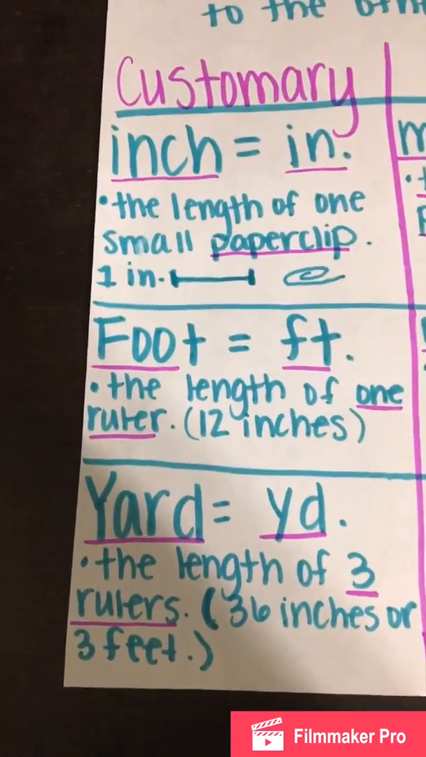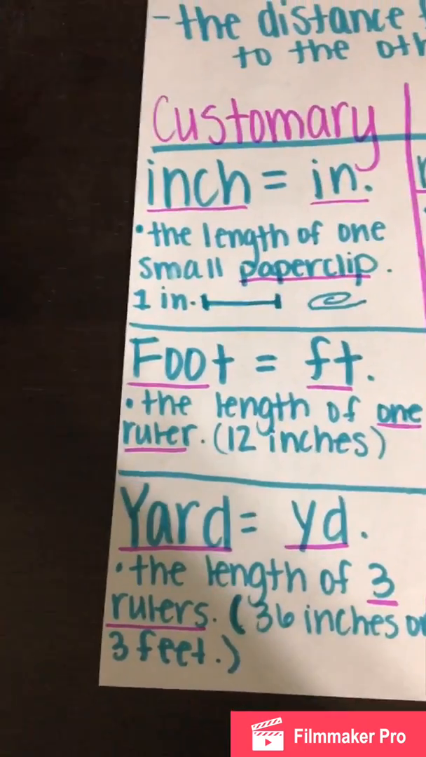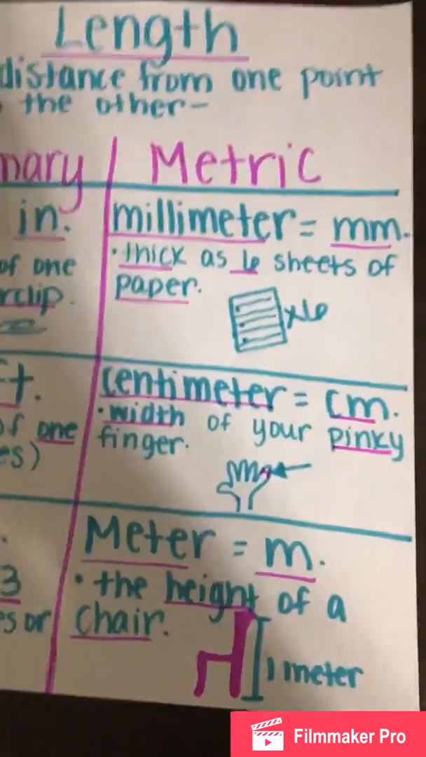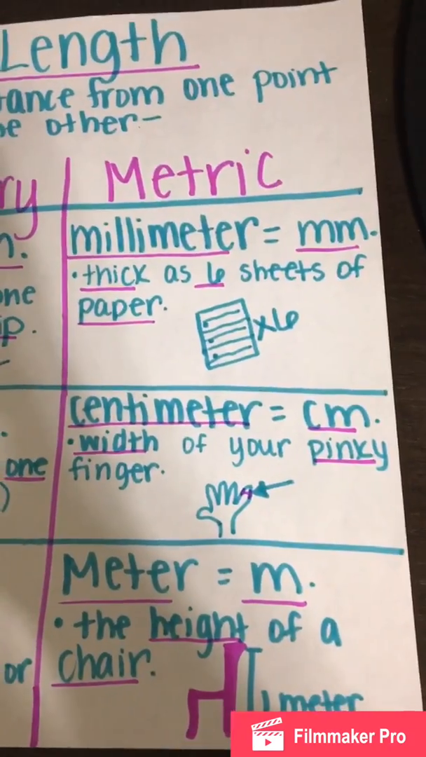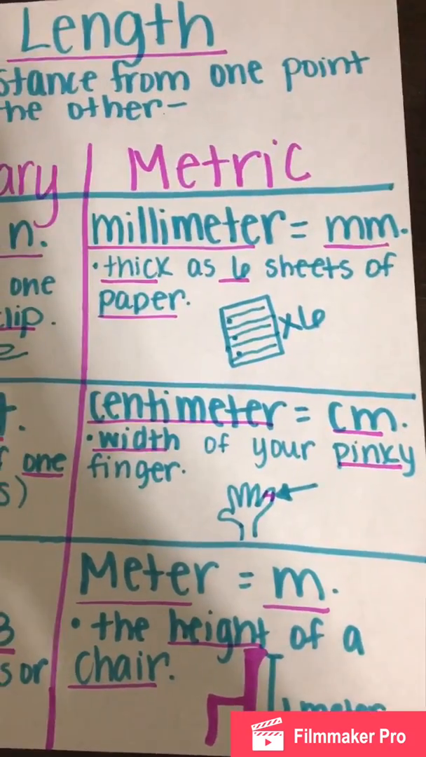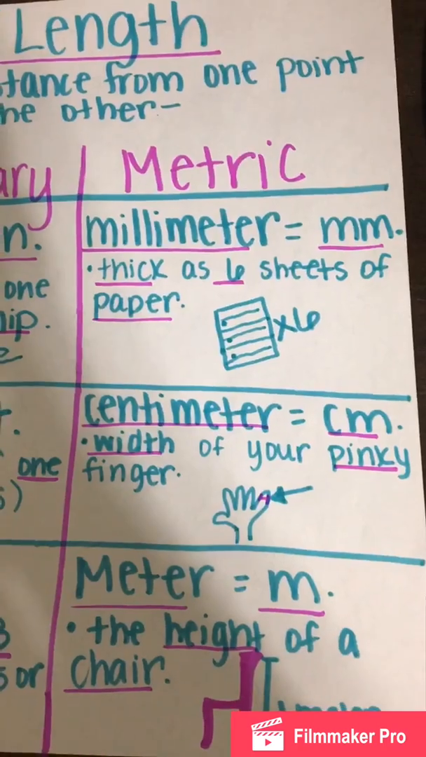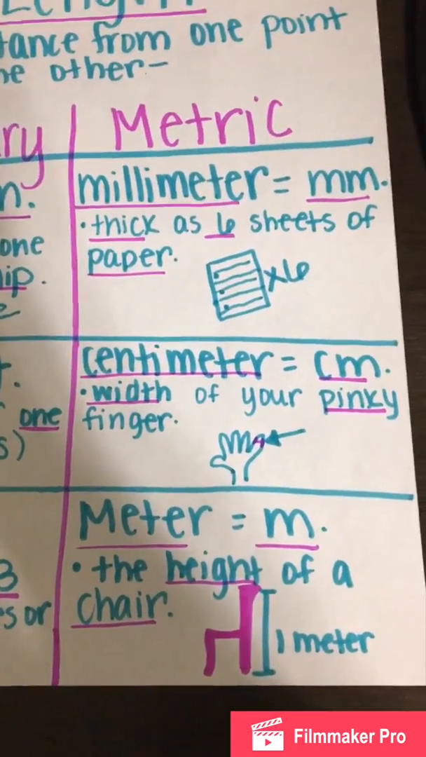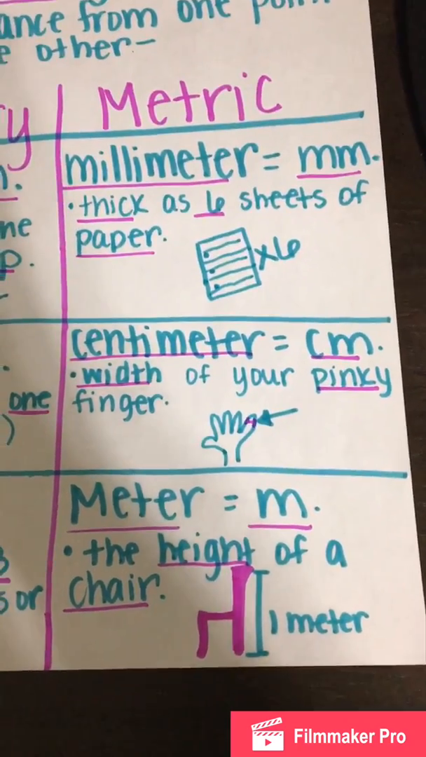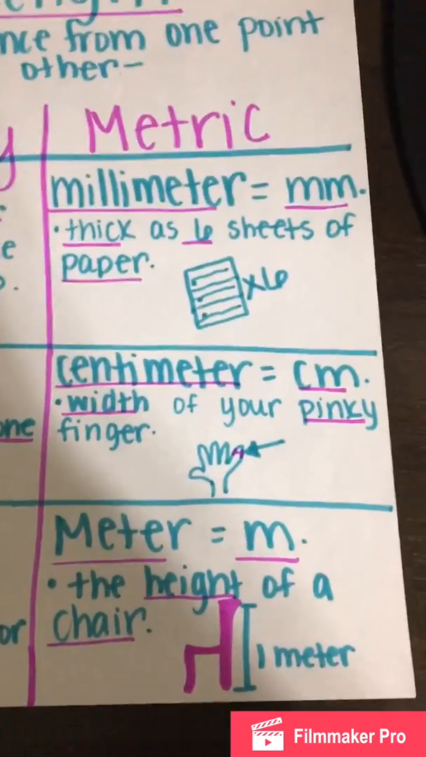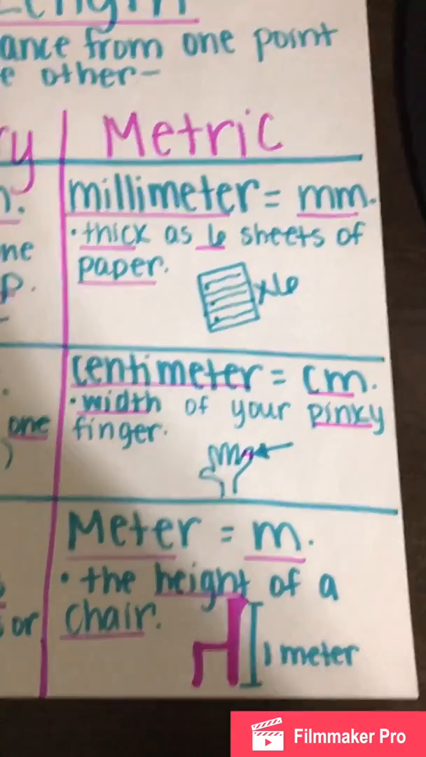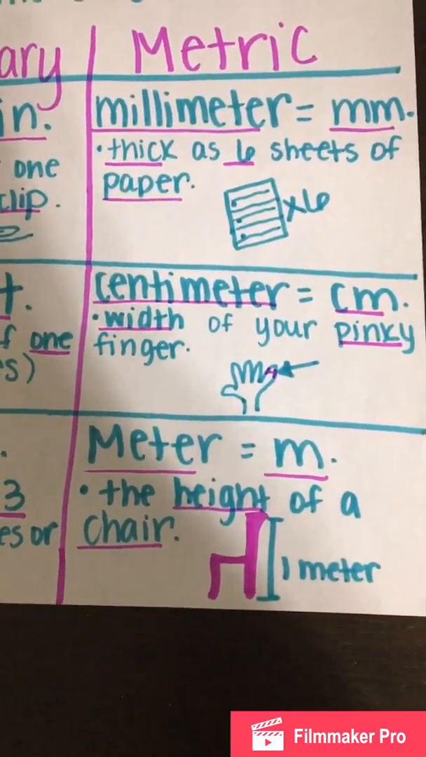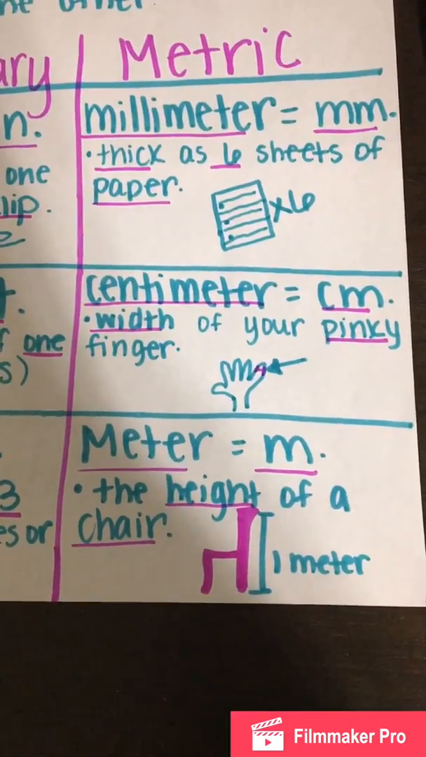We use customary here, and that's why we focused on it first. But most countries use metric, and that's the millimeter. Its abbreviation is MM, and it's about as thick as 6 sheets of notebook paper, so pretty tiny. Then we have the centimeter. Its abbreviation is CM. It's the width of your pinky finger. And then we have the meter. Its abbreviation is M, and it's about the height of a chair.